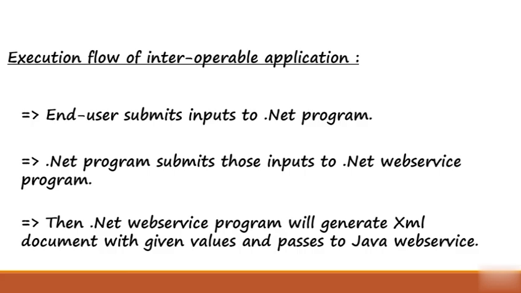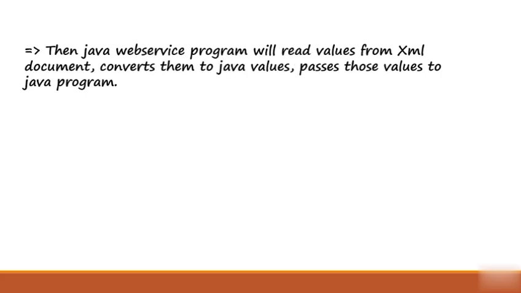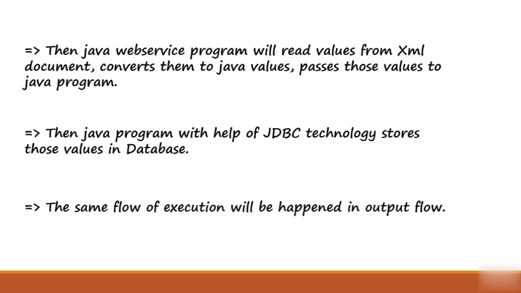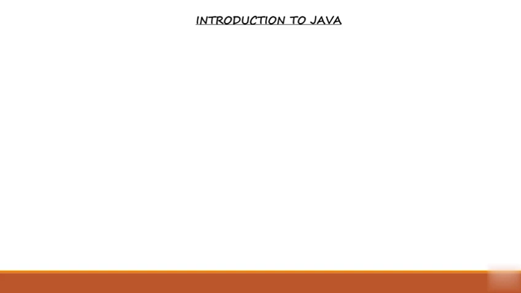Then the .NET web services program will generate an XML document with given values or given object and pass it to Java web services. Then the Java web service program will read values from the XML document, convert them to Java values, and pass those values to the Java program. Then the Java program, with the help of JDBC technology, stores those values in the database. The same flow of execution will happen in the output flow. Next we will discuss the introduction to Java.